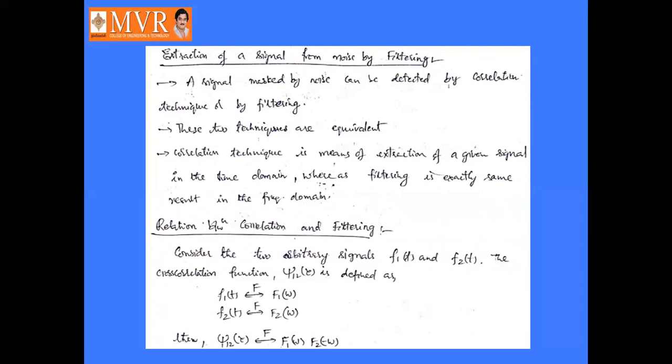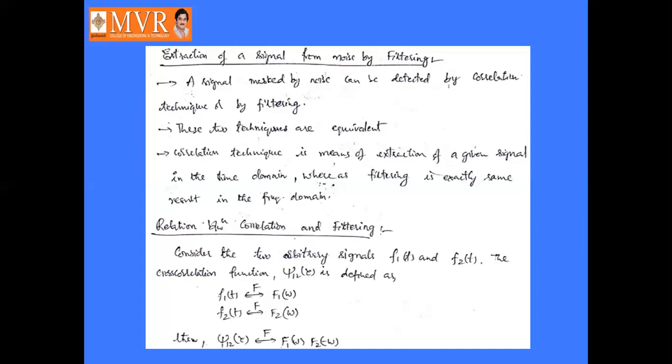Only difference is this one. Okay, so we'll extract a periodic signal from noise. In the time domain it is nothing but the correlation technique, and the filtering technique is nothing but extracting a periodic signal from noise in the frequency domain, right? So, the relation between correlation and filtering.